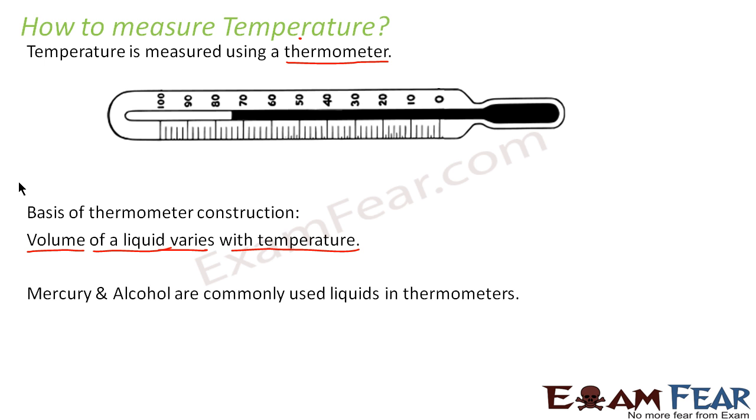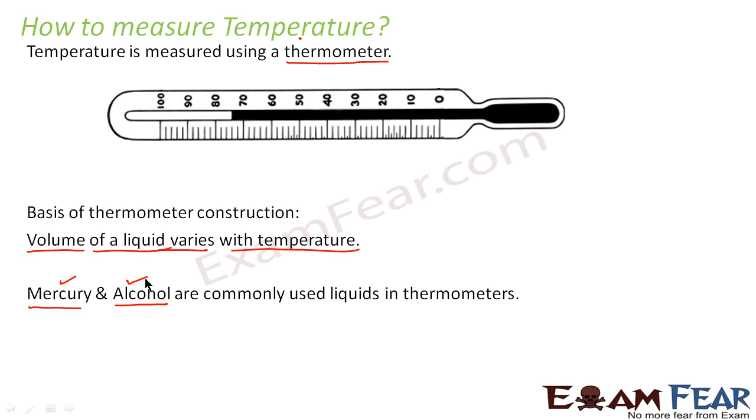Mercury and alcohol are commonly used liquids in thermometers. Now, why mercury and alcohol alone? Why can't we use water? There might be a question in your mind that if we just need any liquid, we can place water instead of mercury. So, why not water?